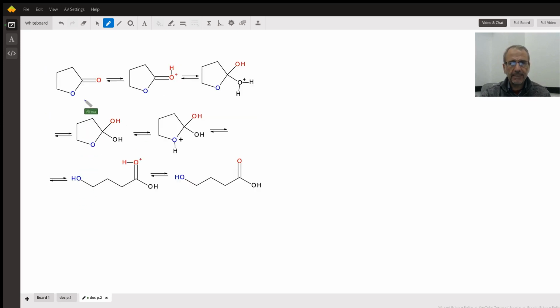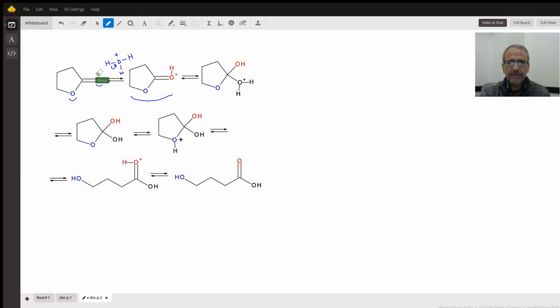Now let's consider the mechanism. In the first step of this mechanism, the red oxygen is protonated by hydronium ion because we have acidic condition. And then we have formation of this intermediate. But the question is: why, between the red and blue oxygens, is just the red one protonated?